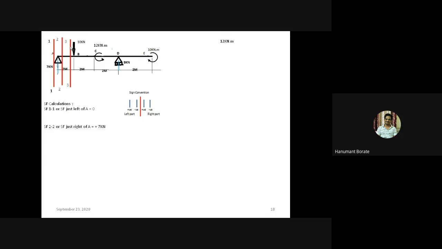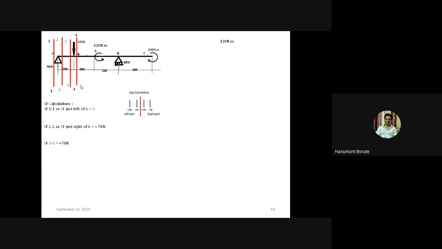Now section 3-3, just left of the next vertical load. Now forget about sections 1-1 and 2-2. Divide the beam into two parts, left part and right part, and focus on the left part only. Apply the sign convention. In the left part there is only one force, that is 7 kilonewton, and it is acting upward. Shear force means the algebraic sum of vertical forces only, right? So according to this, 7 kilonewton shear force will act at section 3-3.